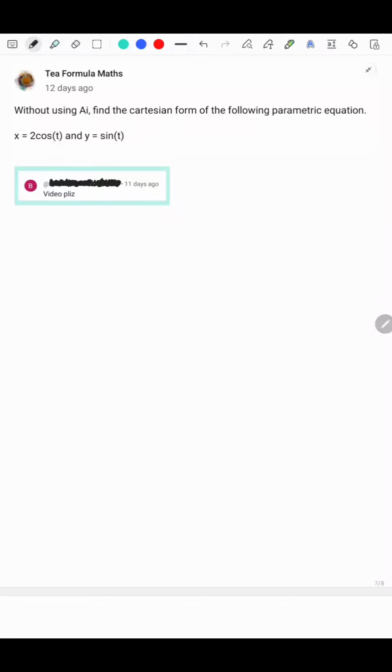Now, without using AI, you have to find the Cartesian form of the following parametric equation, and that's x equals 2 cos t and y equals sine t. It's not like any equation, is it? Because you think, why is it separate? You've got this and this. Shouldn't it just be one together? And what's up with t? Why is there an added t in there?